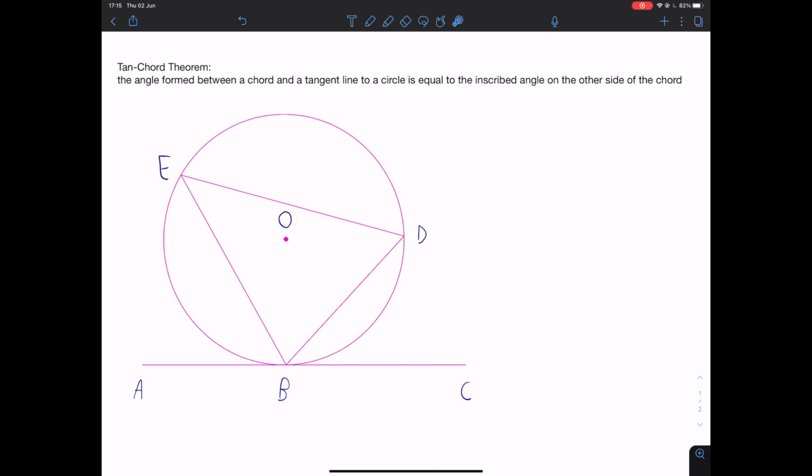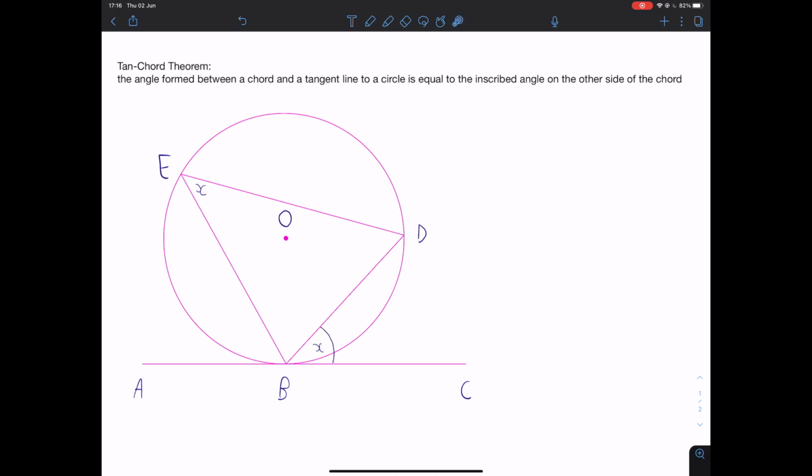Today I will be discussing the Tan-Chord Theorem, which states that the angle formed between a chord and a tangent line to a circle is equal to the inscribed angle on the other side of the chord. Here, for example, angle DBC, or B, is equal to angle BED, or E. Let's inscribe that on our diagram with X.